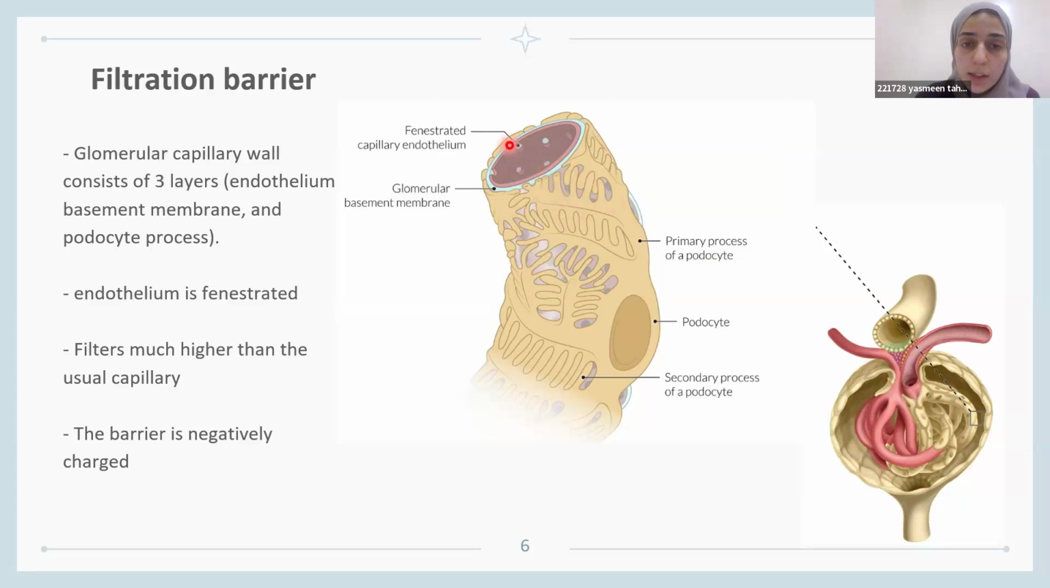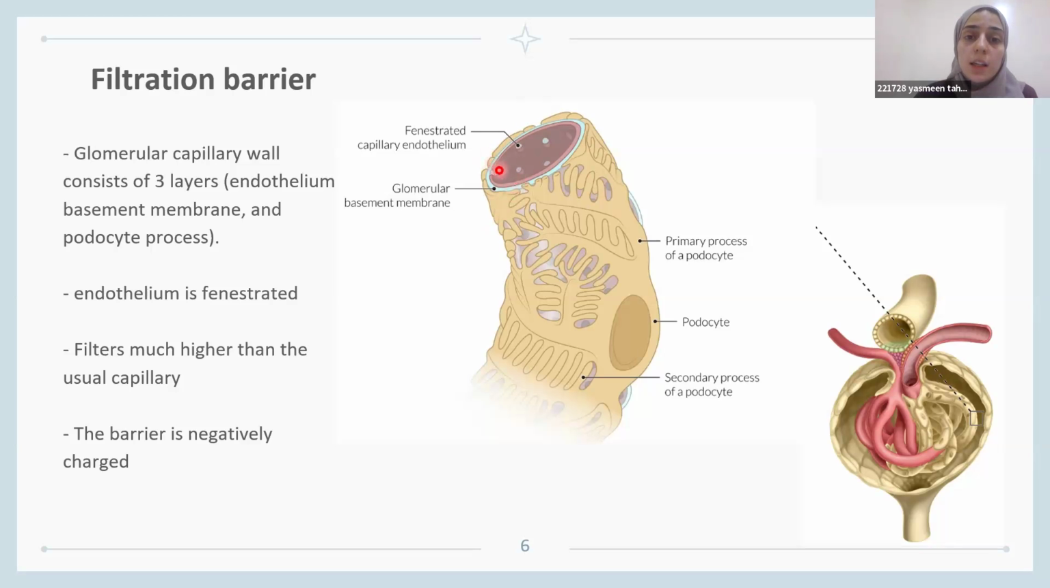You can see there are 3 layers for this capillary, unlike the usual 2 layers for most of the capillaries in the body. These 3 layers are the endothelium, the basement membrane, and the podocyte layer. Although this filtration barrier has 3 layers, it actually has much higher permeability than most of the capillaries in the body, and it filters much more than the usual capillaries. This is due to multiple factors.